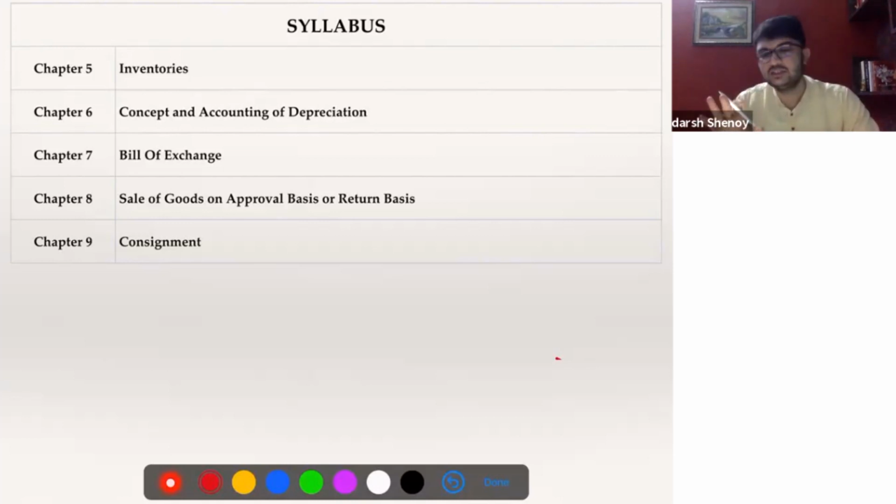It's the most interesting chapter in your syllabus, according to me. This is one of the best chapters, and it is important for the exams also. Thankfully, it comes for 10 marks, and it's a wonderful chapter.